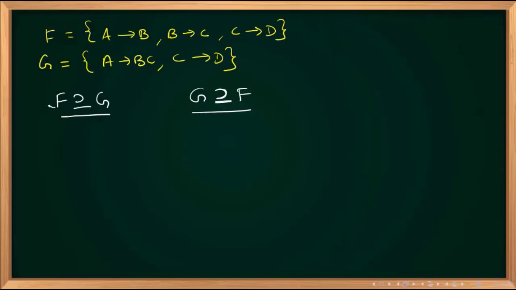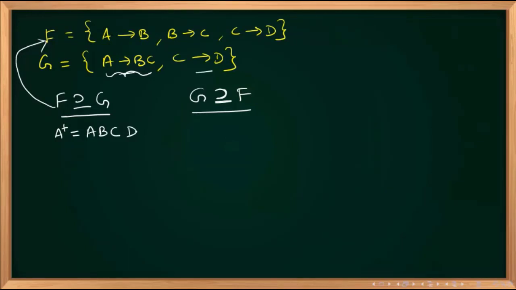For checking whether F is covering G, in our hand only F is there. With the help of F, I should cover this one and this one, both: A to BC and C to D. So how to do that? Now I'll check for this one. I'll be checking A closure in my F. So A closure in F, if you take it, will be A, B, C, D.